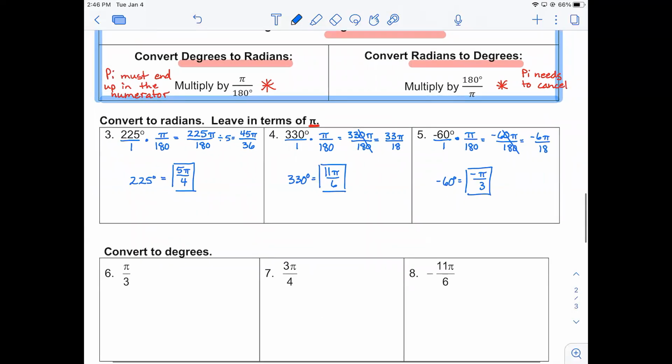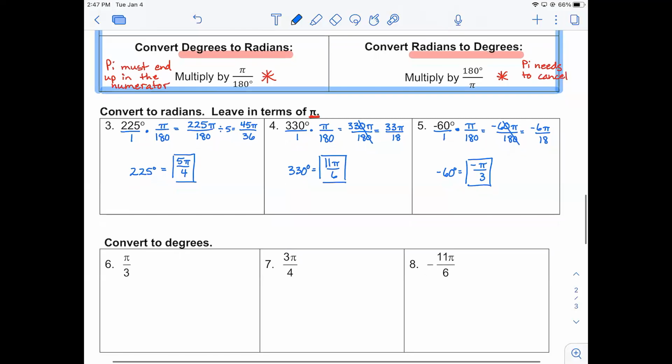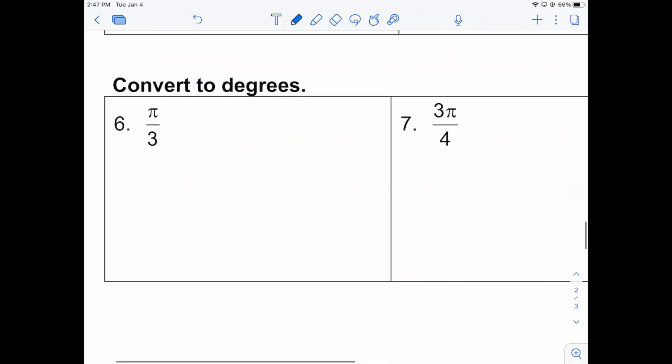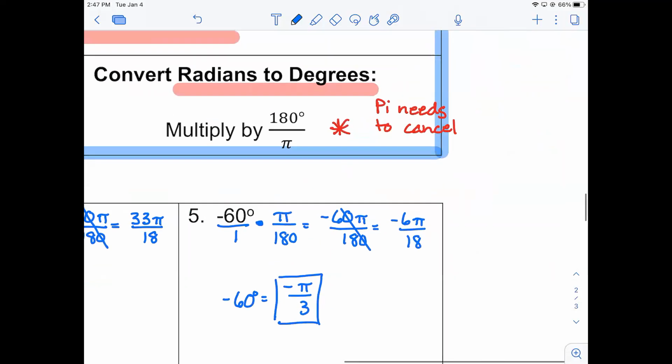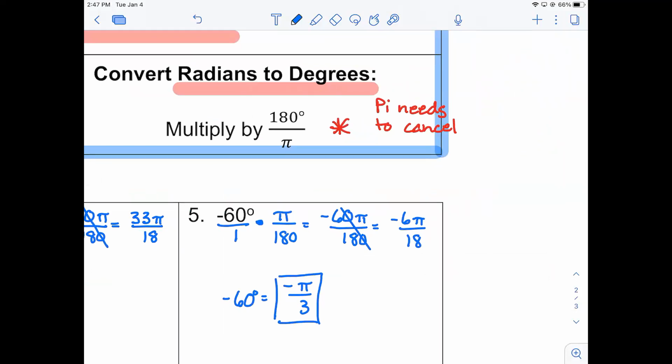Okay, so that was converting from degrees to radians. Remember, to go from degrees to radians, you always want the pi to end up in the top. Now, what we're going to do is convert to degrees. So our little hint over here was that the pi's need to cancel.